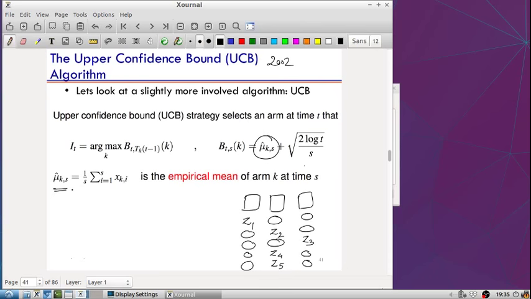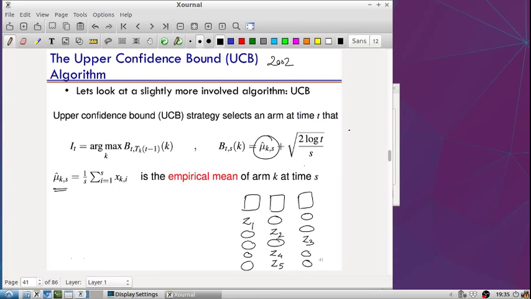In fact, mu hat k comma s is what you had used in epsilon greedy. At any time t, you look at what is my best arm so far. One of the arms will have a higher mu hat, which just means empirical average, and that arm is my greedy arm. If I'm supposed to be greedy, I'll just play that arm. That's what I was doing with 1 minus epsilon probability in the greedy setting.